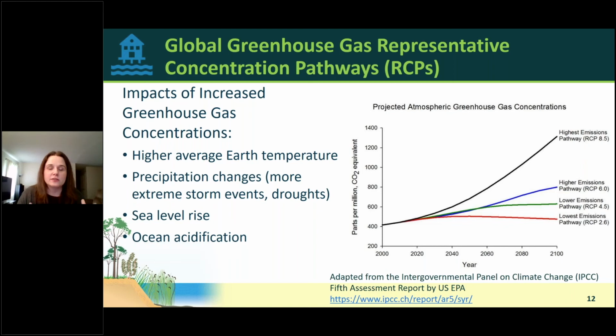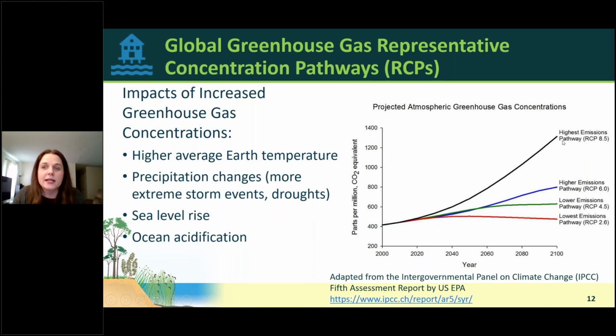And they developed these representative concentration pathways. So you can view these as scenarios. We have different scenarios of what the greenhouse gas concentrations could look like in the future. A lot of times in decision making, we look at a near term, like 2025, then a mid-century, like 2050, and then end of century, around 2080 to 2100. And you'll see here with this graph, these are the main scenarios we're looking at.